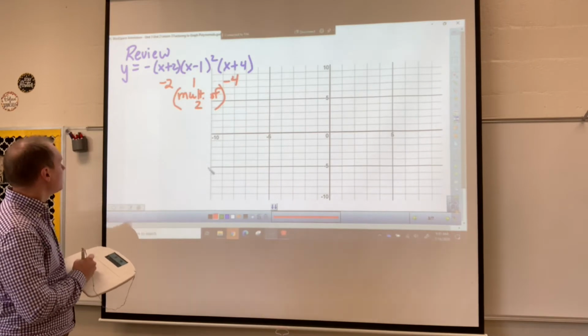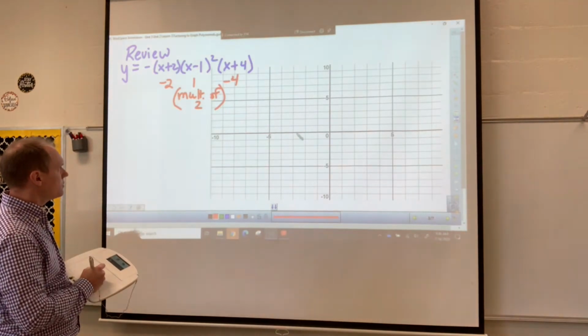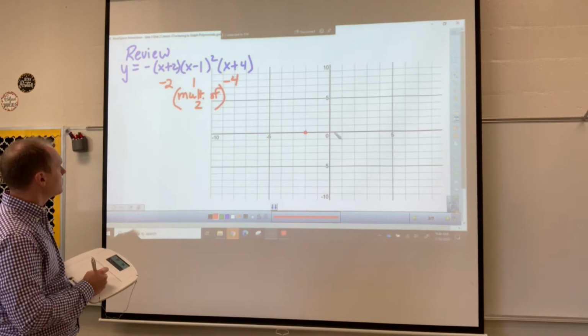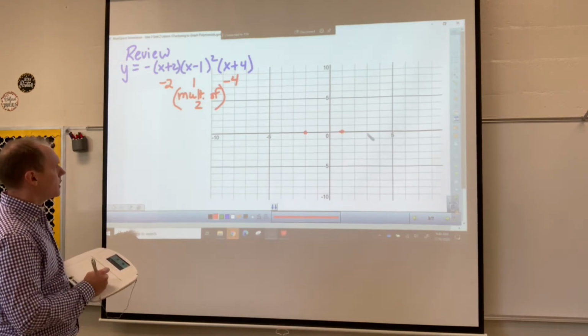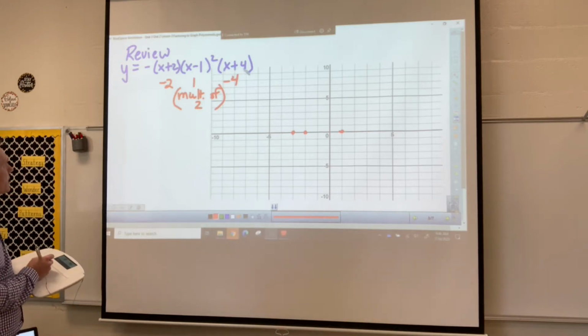So, let's see, what else can we figure out? We know the x-intercepts are negative 2, which is here, positive 1, and negative 4. We can know the y-intercept.